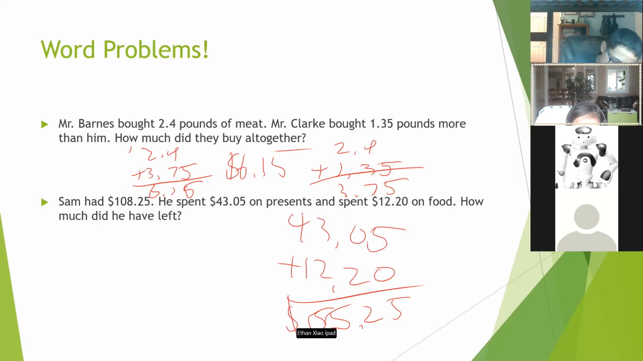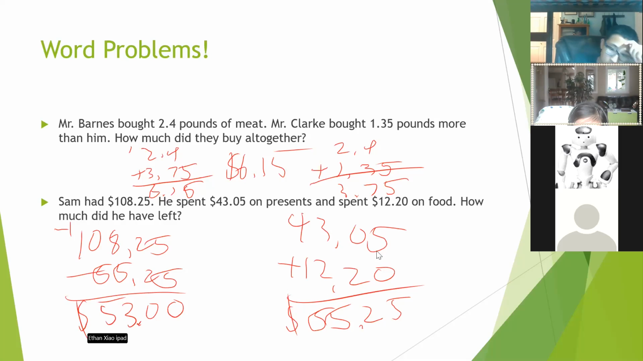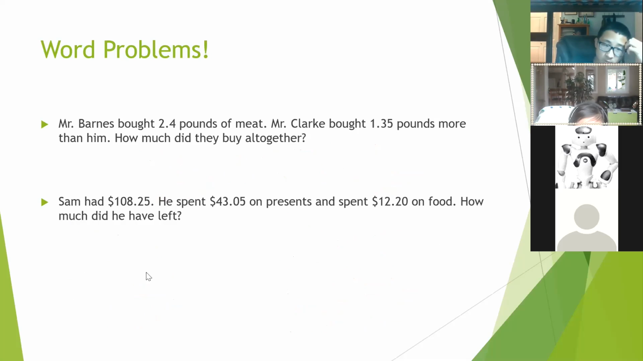Now next we're going to subtract that from 108.25. Now we just subtract this. We get 0, 0, 8 minus 5 is 3, 0 minus 5 is, well, we can't do that, so we have to borrow 1. 10 minus 5 is 5, and we just minus 1 here. 1 minus 1 is 0. So the final answer is $53. Now I'm going to move on to the final problem.